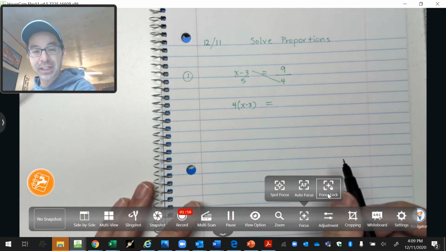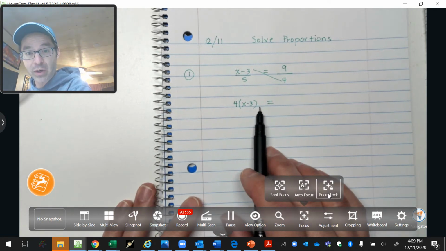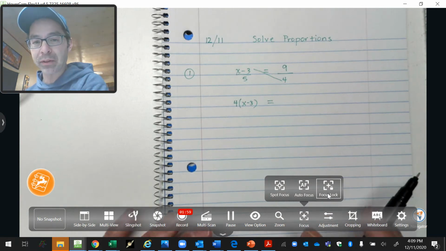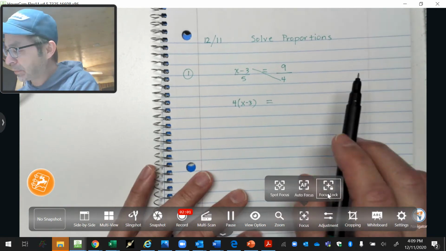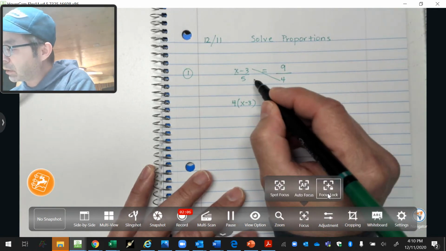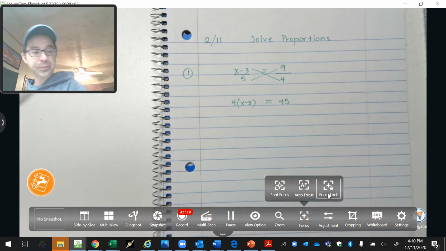4 times (x minus 3). You could put the 4 in the back, and technically it's not wrong, it's just very rare to see the multiplier in the back like that. So this is the proper way to write it. Equal sign goes straight down. 5 times 9 is 45.